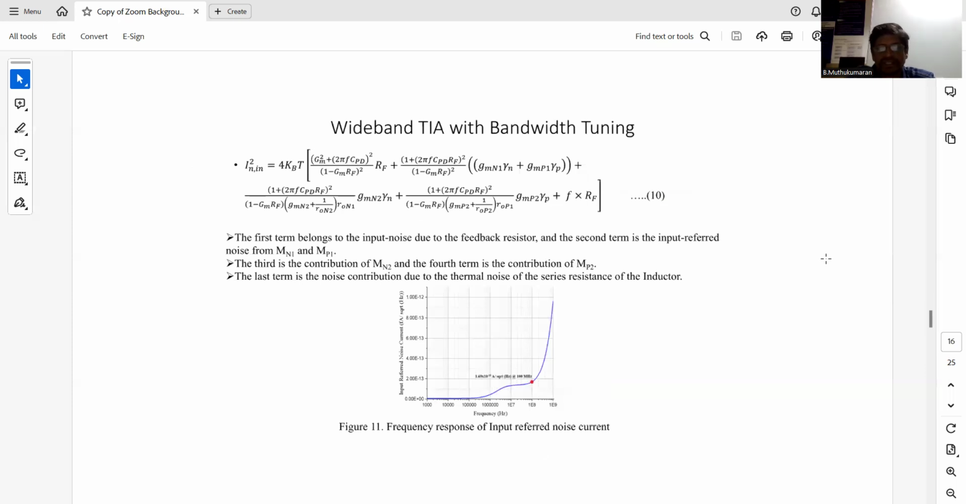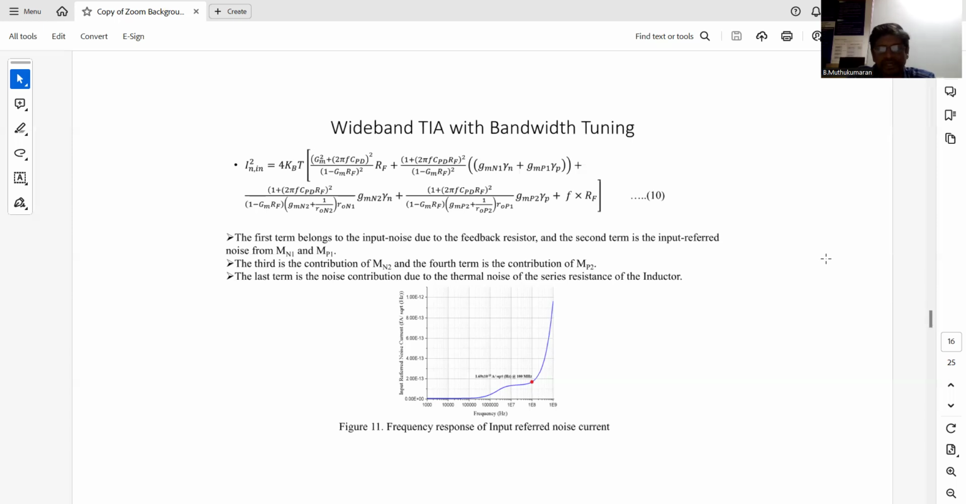Then about the noise response. The input referred noise is given by equation number 10. In this equation, the first term belongs to the input noise due to the feedback resistor, and the second term is related to the MN1 and MP1 transistors. The third term is the contribution of MN2, and the fourth term is the contribution of MP2. So these are the noise generated within the transistors. And the last term is the noise contribution due to the thermal noise and the series resistance of the inductor.